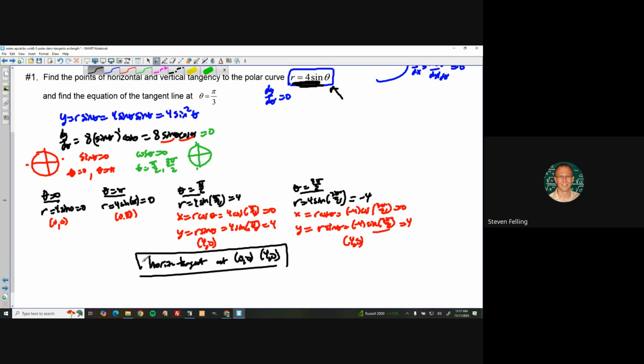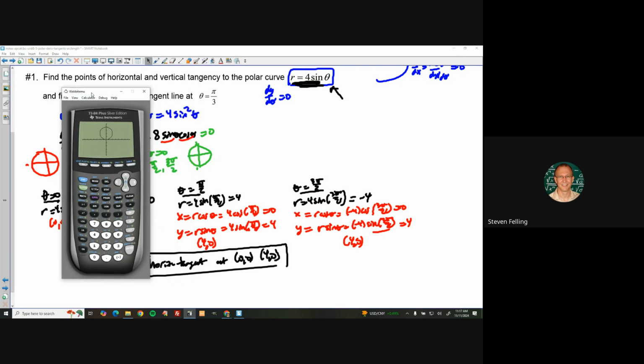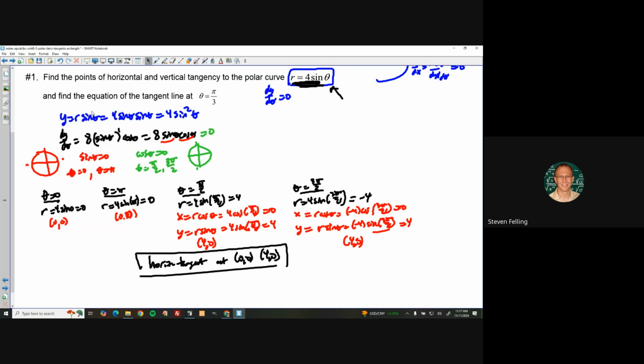Let's look at the graph to confirm that that's true. But we've already plotted this, and sure enough, at the point (0, 0), the tangent line to that curve would be horizontal, and at the point (4, 0), the tangent line is horizontal. Right, so a lot of work. And we're not done yet, because now we need to find the equation of a tangent line at a given other angle.